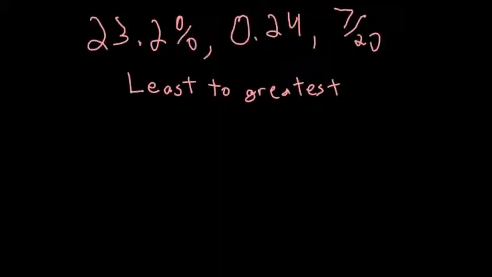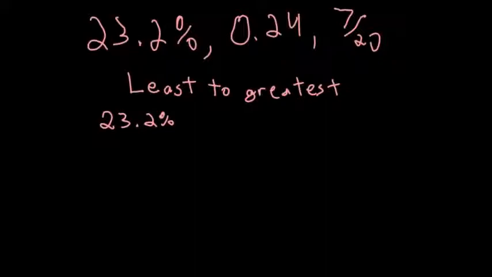Right, one more thing we're going to do is order these from least to greatest. And here we have a percent, a decimal, and a fraction. Well, we need to get these all to be the same format in order to compare them. So to me, the easiest thing to do would either be make them all percents or make them all decimals. So I'm going to make them all percents. So that first one is 23 2/10%. It doesn't change because it already is a percent.